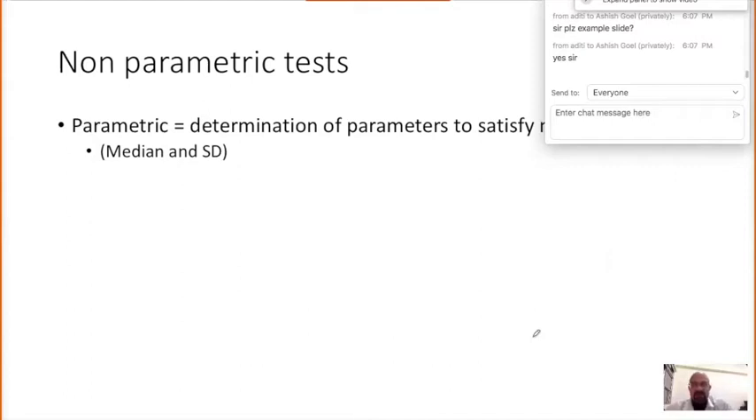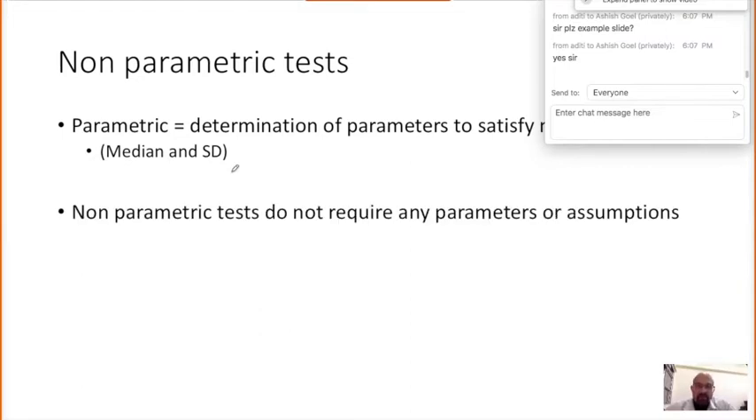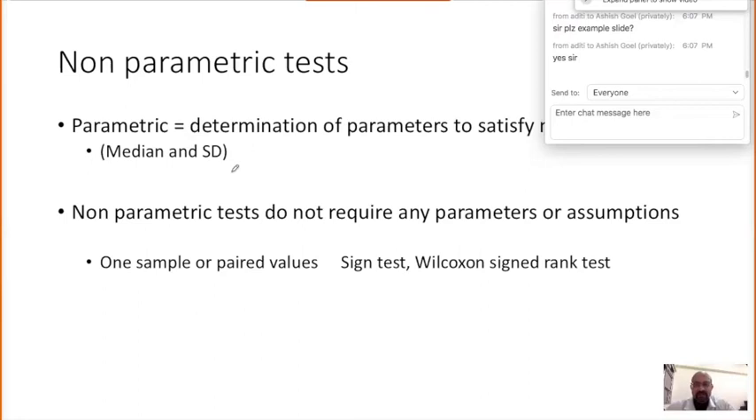So what are parametric tests first? What is the meaning of this word parametric? When we say parametric, it just means that it requires the determination of some parameters to satisfy normality. And what are these parameters? The median and standard deviation. So that's why they're just called parametric tests. Now, non-parametric tests do not require any parameters, and they have slightly fewer assumptions, which are less rigid than the parametric tests.